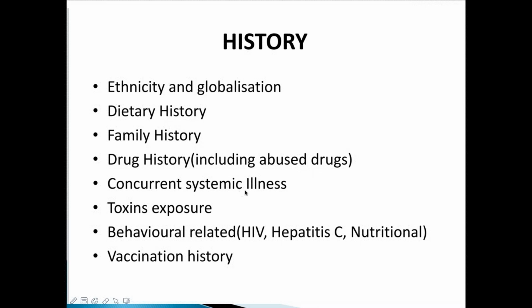Then concurrent systemic illnesses, किसी को malignancy का treatment चल रहा है, toxins का exposure, behavior related HIV, Hep C का treatment तो नहीं चल रहा, या vaccination. Now vaccination also becomes very important when you are talking about any form of demyelination in neurology. Just remember, vaccination and dog bite, these are two things which should always be at the back of your mind.